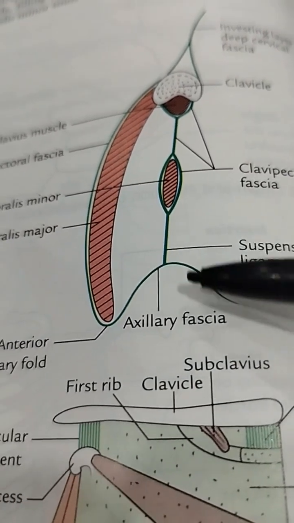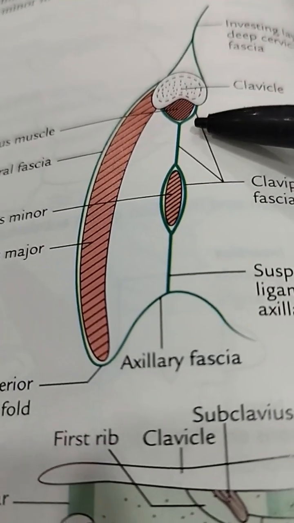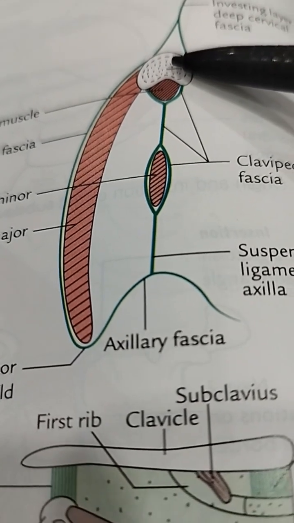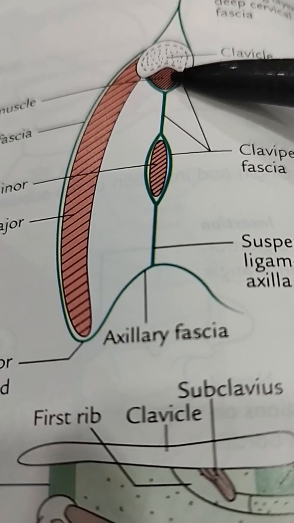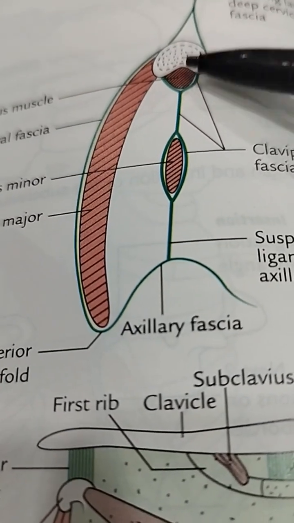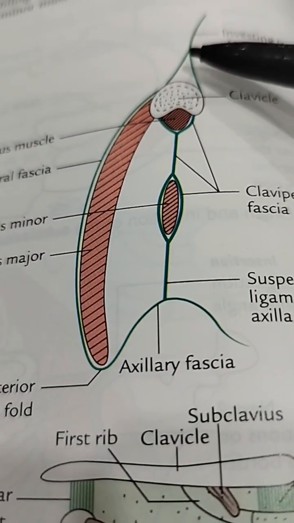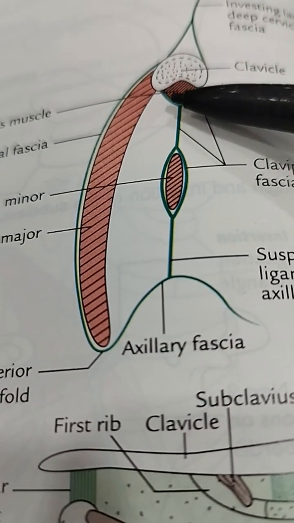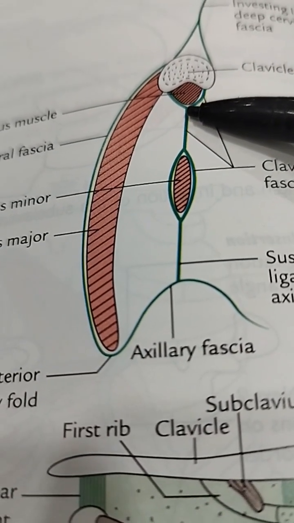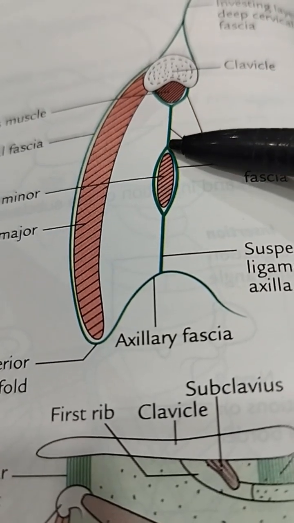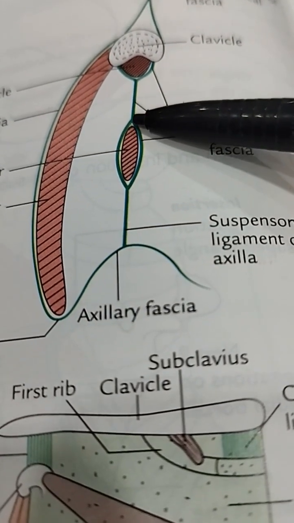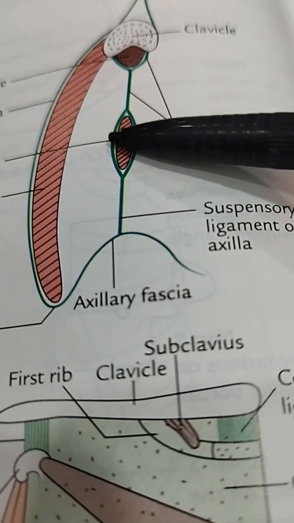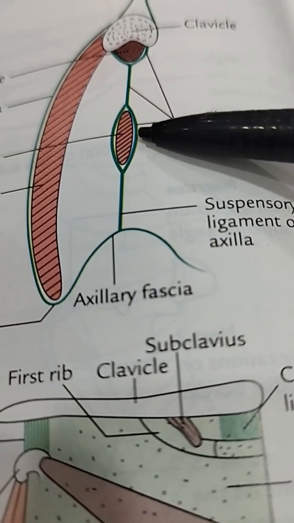So the clavipectoral fascia. See here, the fascia which is extending from above the clavicle. Below there is the subclavius muscle. The investing layer of the deep cervical fascia of the neck region extends downwards and reaches below the subclavius muscle, splits into two, and again fuses together to form a single layer. That is the clavipectoral fascia. It comes to reach the pectoralis minor muscle, then again splits into anterior lamina and posterior lamina.